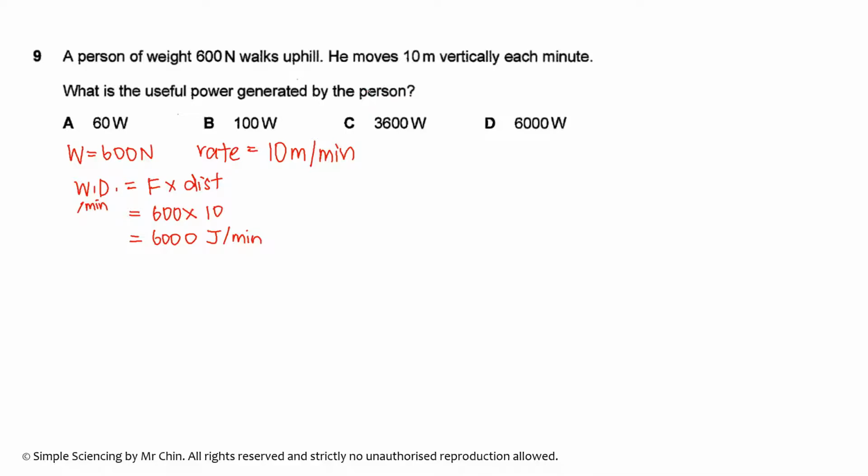So what is the power generated by the person? Okay, recall that power equals work done over time. So the work done per minute is given to be 6,000. Okay, however, we need to find the time. Since this is per minute, we can calculate this very easily. But take note, the time must be given in seconds. So 1 minute is actually 60 seconds. Calculate this and you'll get 100 watts. Power is in watts. Okay, so the answer is B.